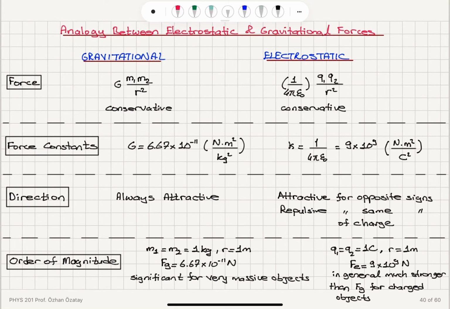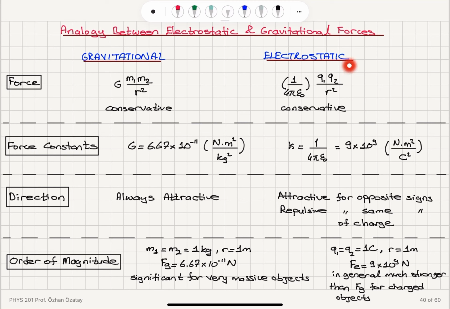We're going to start our discussion of electric potential first by forming an analogy between electrostatic and gravitational forces. So let's review what we know about gravitational force. Gravitational force appears between two masses M1 and M2. It's an attractive force. It's equal to the universal gravitational constant G multiplied by the product of the masses M1 and M2 divided by the distance between them, R squared. And it's a conservative force, so it's derivable from a potential energy.